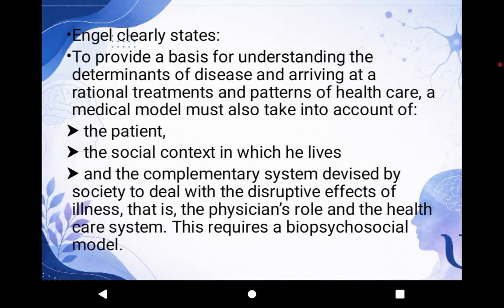So this person, Engel, stated that to provide a basis for understanding the determinants of disease and arriving at a rational treatment pattern, or giving good care to a certain patient, it was important for us to take account of, one, the kind of patient we have, and also the social context in which they were living, to consider whether this person was involved in drinking, smoking, and that will help us find a proper treatment pattern. Then also the complementary system, which is advised by the society where they were living, and also the disruptive effect of a certain illness. So this can help us understand and provide the cause of the certain disease, and also arrive at a proper and rational treatment.